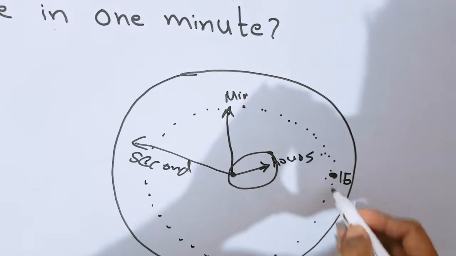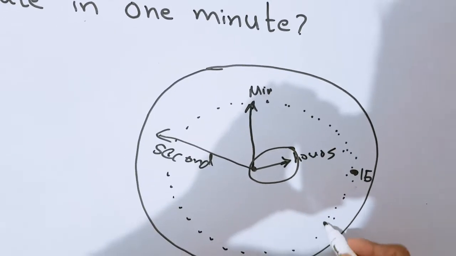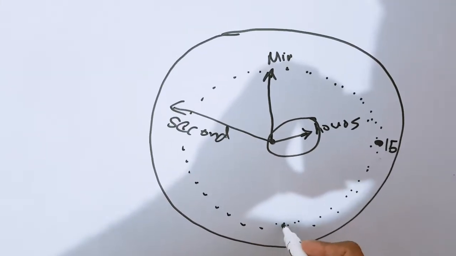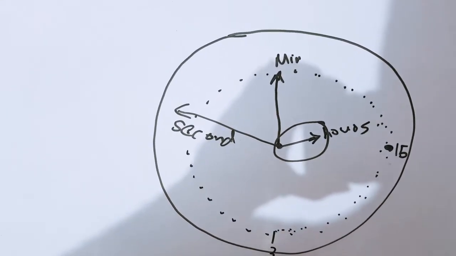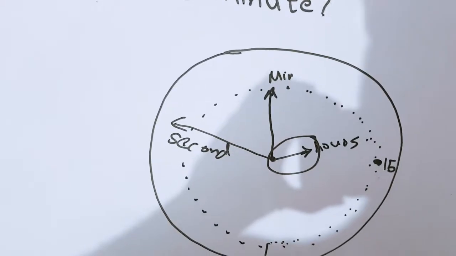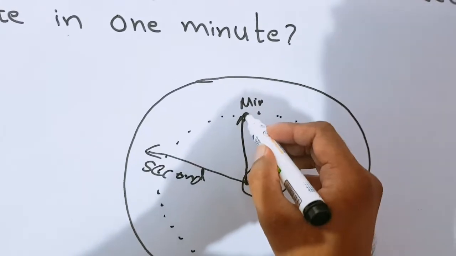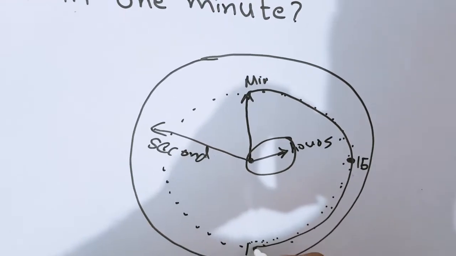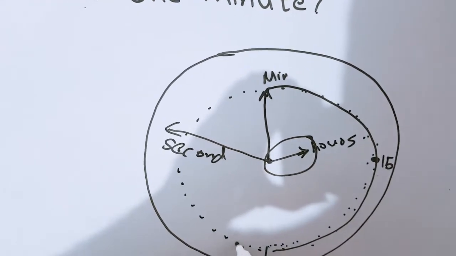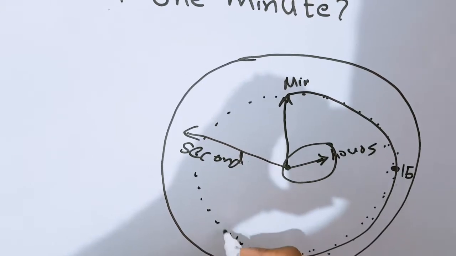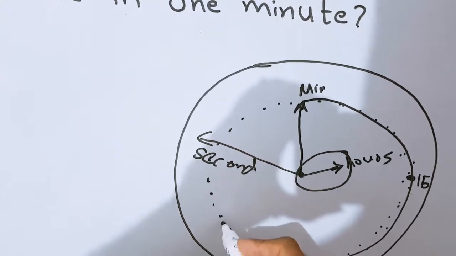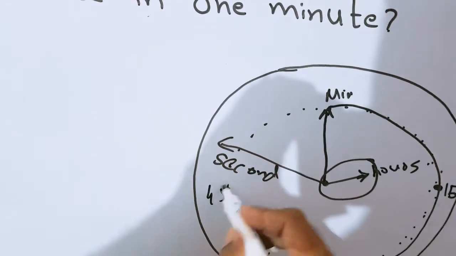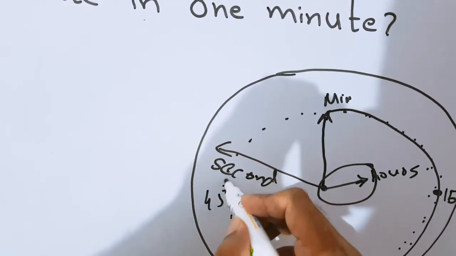Now 16, 17, 18, 19, 20, 21, 22, 23, 24, 25, 26, 27, 28. Then here, it comes after 30 seconds. So, it's the 30 seconds movement of the second hand. 31, 32, 33, 34, 35, 36, 37, 38, 39, 40, 41, 42, 43, 44, 45 seconds.